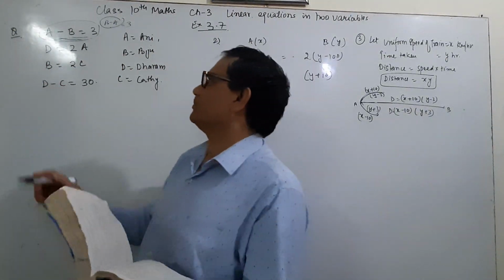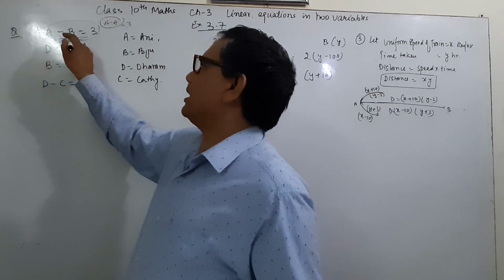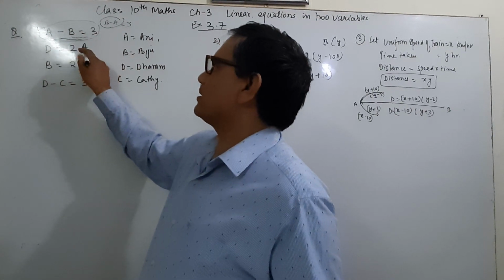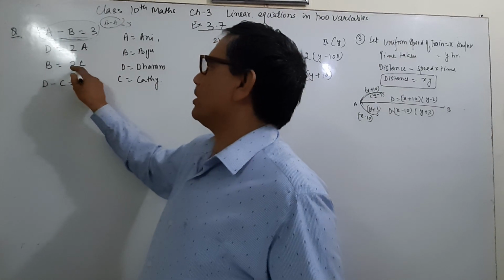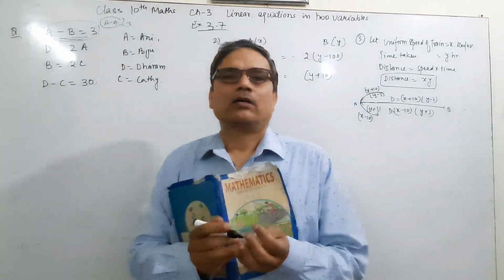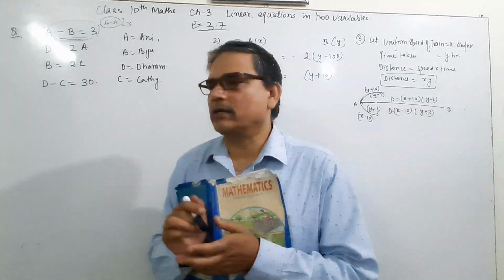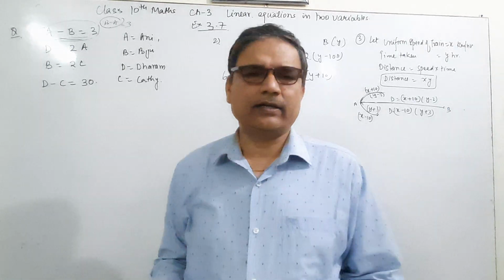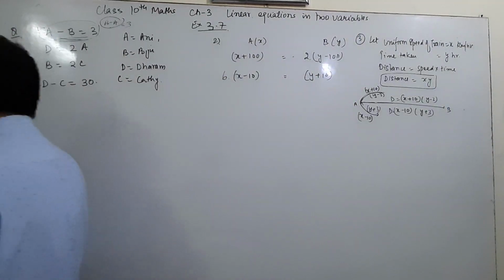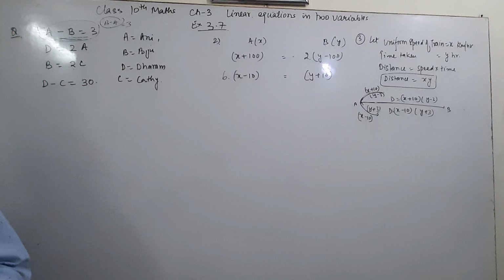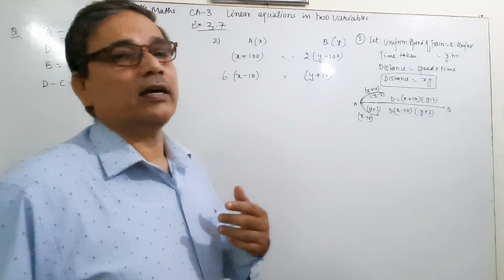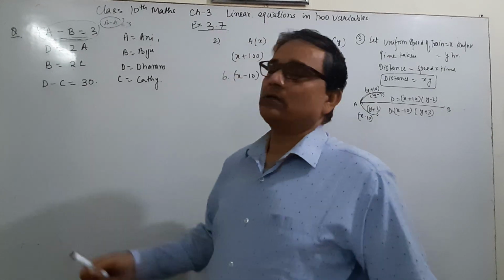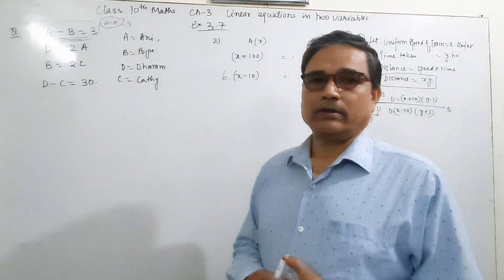Here are the conditions. First, the difference of the ages of Ani and Biju is 3. Ani's father D is twice as old as Ani. Biju is twice as old as his sister Kathy. And the difference of the ages of Kathy and Dharam is 30. Dharam is the father of Ani, so the father is older than the sister. So D minus C is 30. These are the conditions.